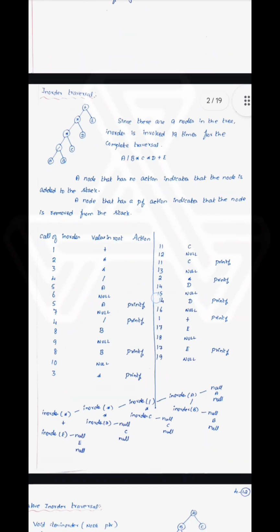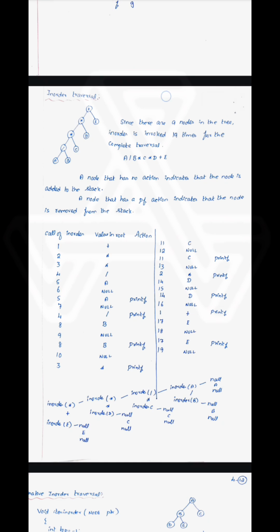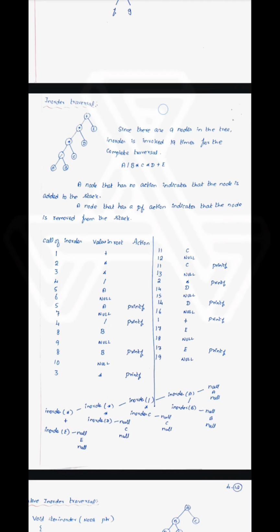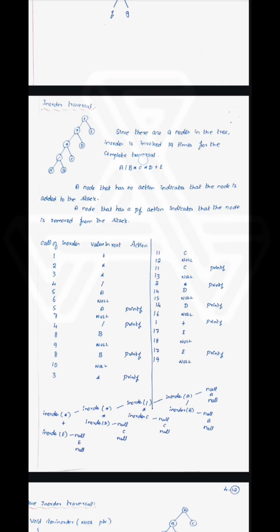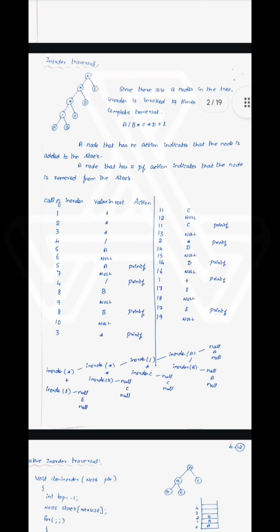In inorder traversal, since there are nodes in the tree, inorder is invoked 19 times for the complete traversal, that is A slash B into C into D plus E. A node that has no action indicates that the node is added to the stack. A node that has a print action indicates that the node is removed from the stack. Call of inorder with the root, this 19 times call will happen.